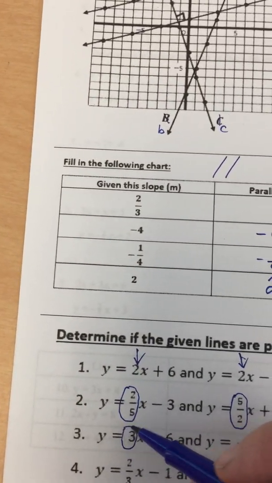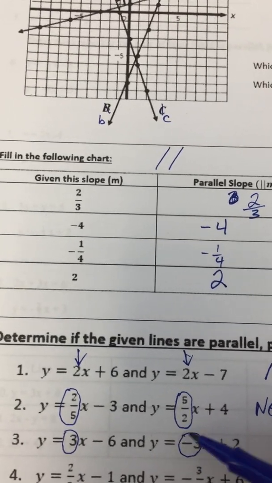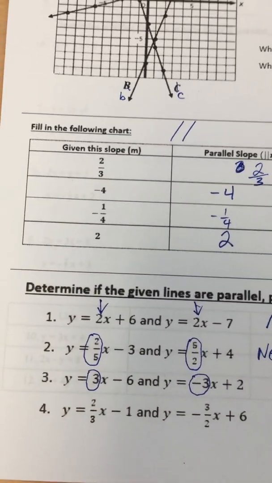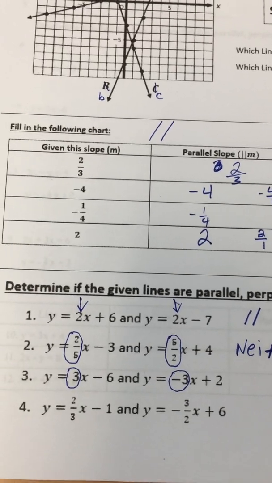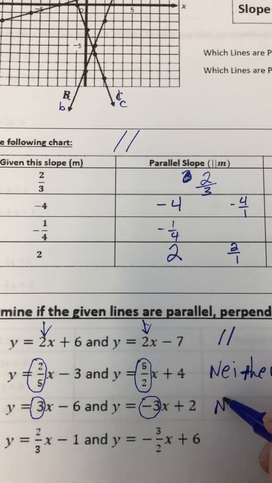Now, this one has a slope of 3. This one has a slope of -3. I agree they are opposite signs, but did they flip them upside down? No, they did not, so this is again a neither one.